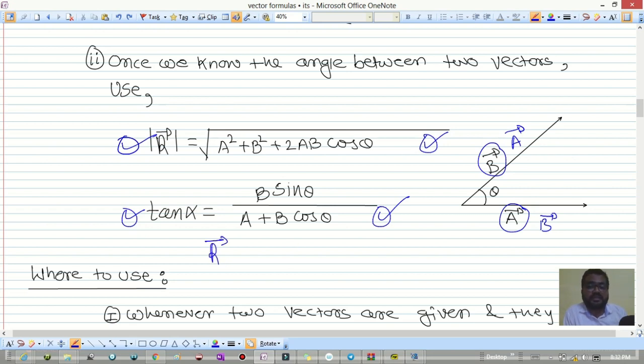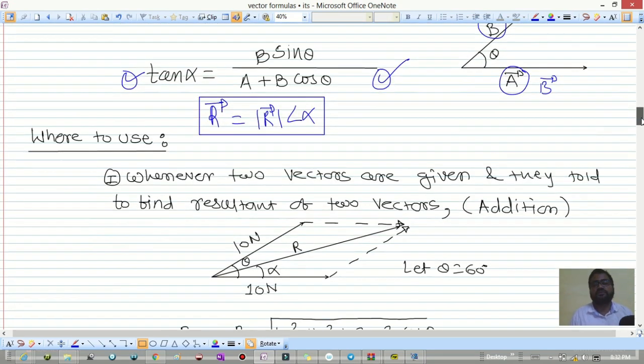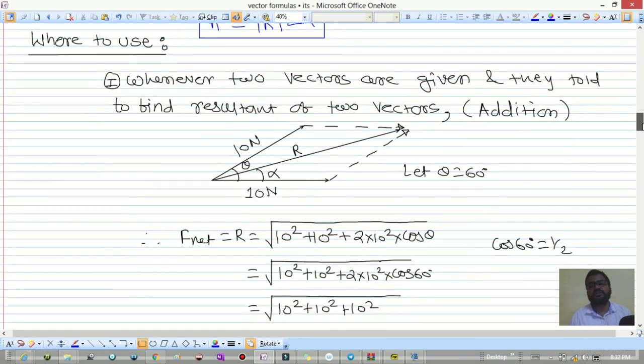So always the given vector is the magnitude of the vector and its direction is given by alpha. So angle alpha will represent the direction. I hope this is clear to you all. Now where to use this?